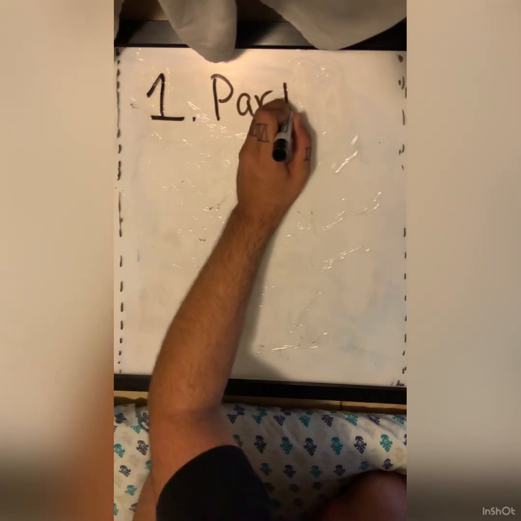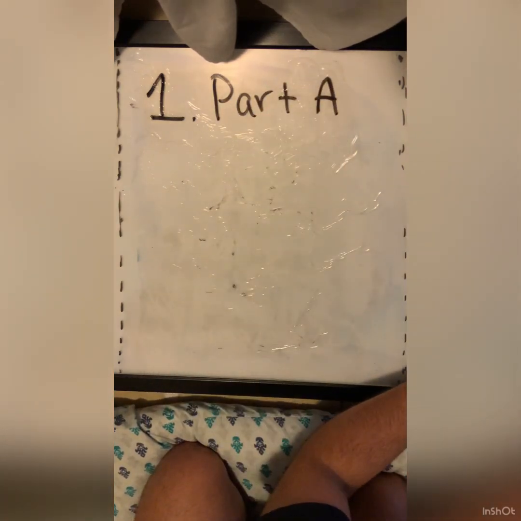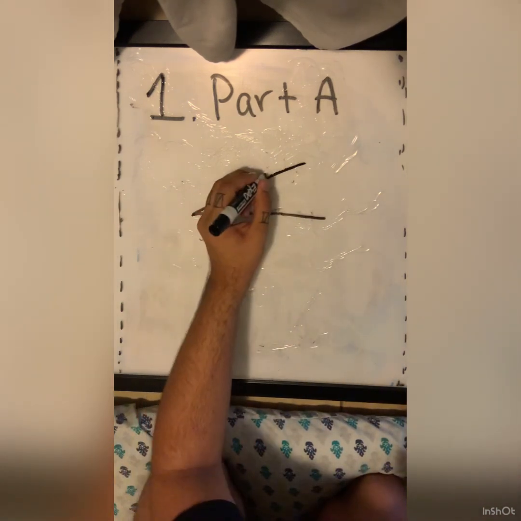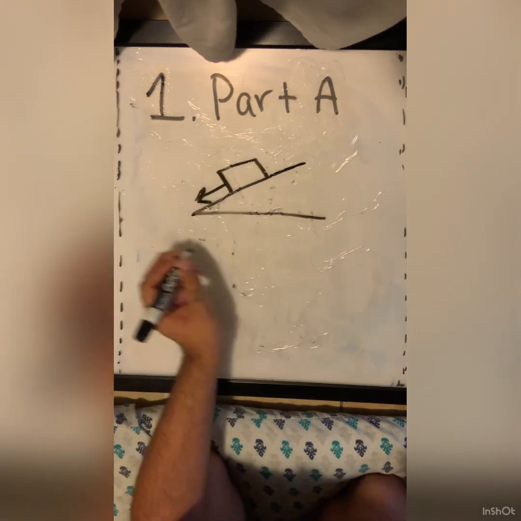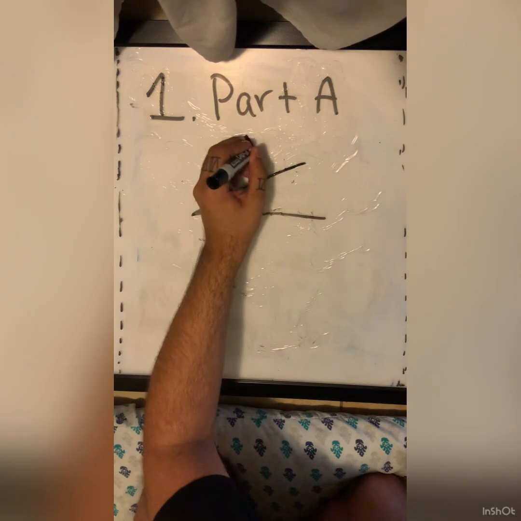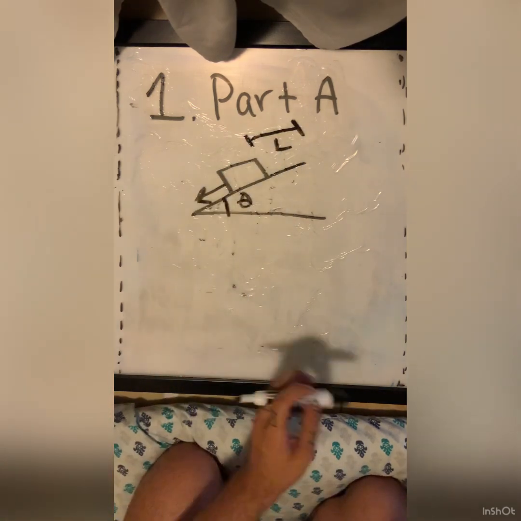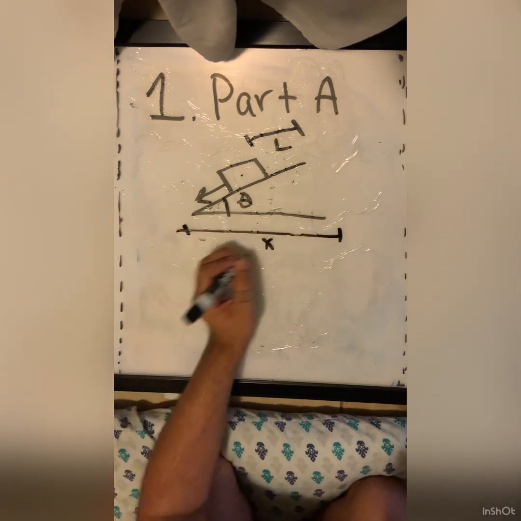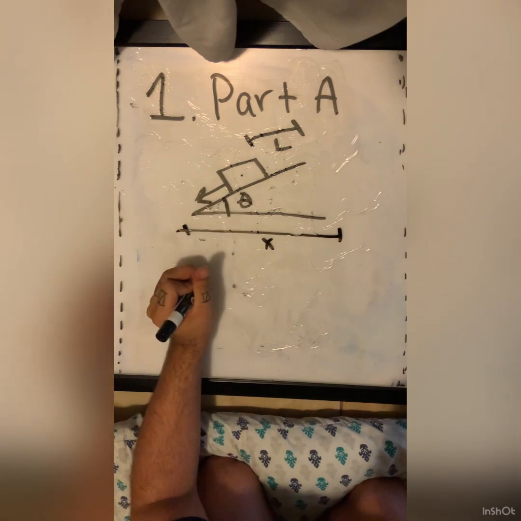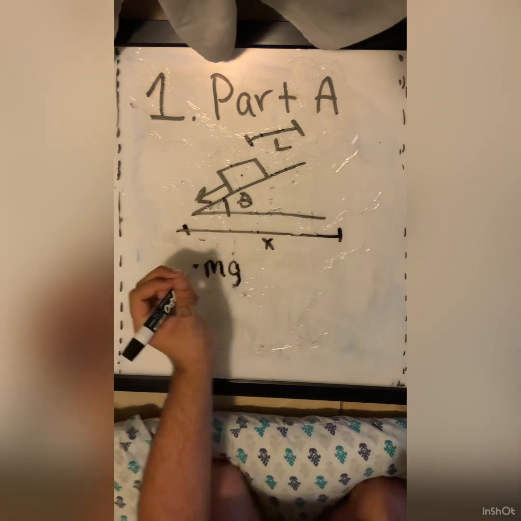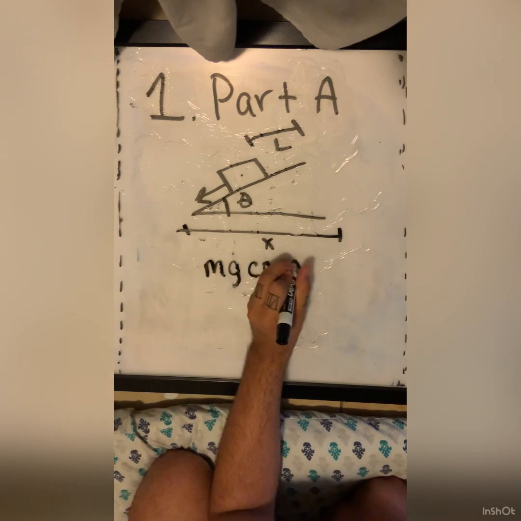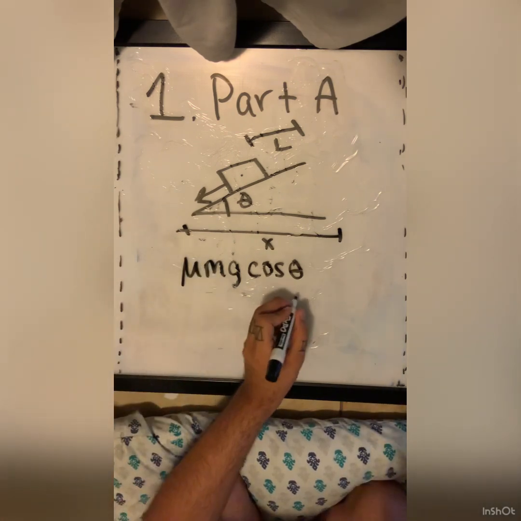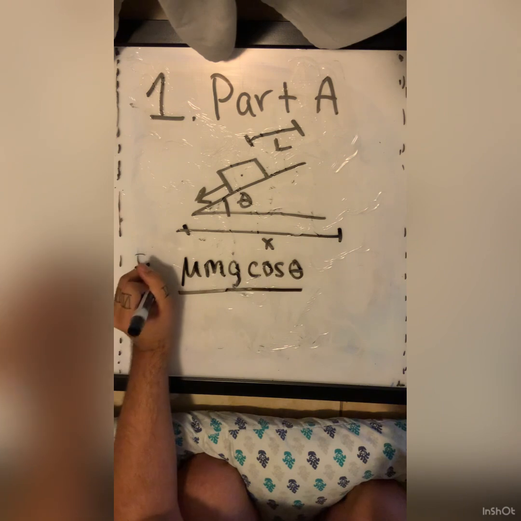For Part A, they're asking to find the total work done by friction. I'm going to be drawing a free body diagram to represent the friction vector. Now, since we are on an inclined plane, we have to find the x component of the friction force, which equals the weight of the block times cosine theta times the friction coefficient. We would get our friction force.